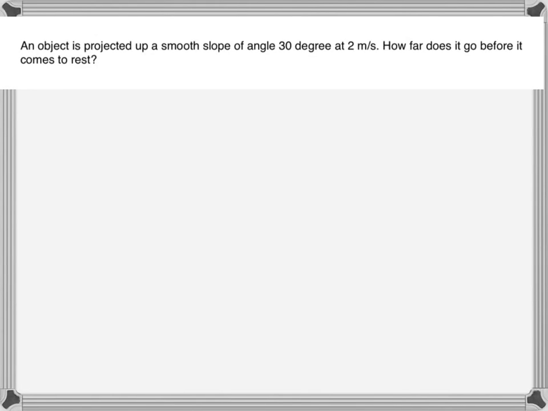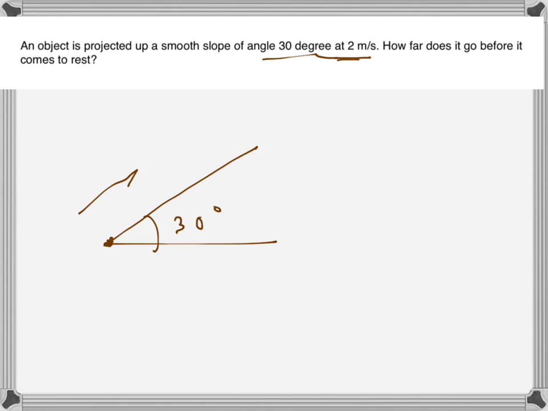An object is projected up a smooth slope of angle 30° at 2 meters per second. How far does it go before it comes to rest? So let's say the slope is like that, 30° here, and at this point at the ground the object is given a kinetic energy of half mv squared. That's the velocity with which it is projected upwards in this direction.